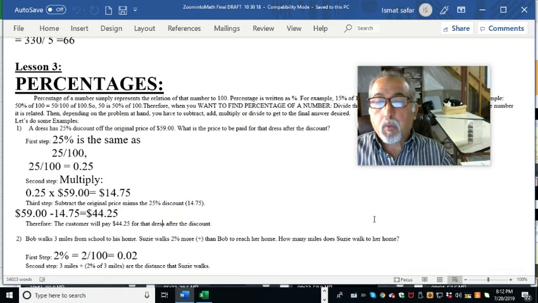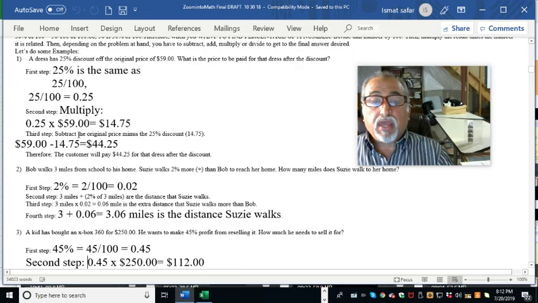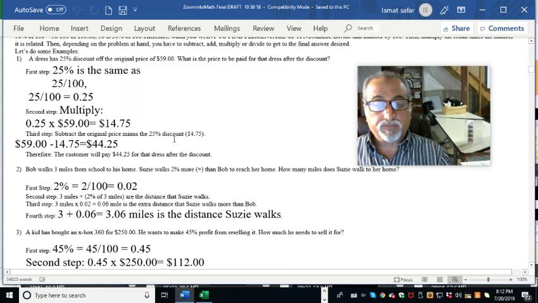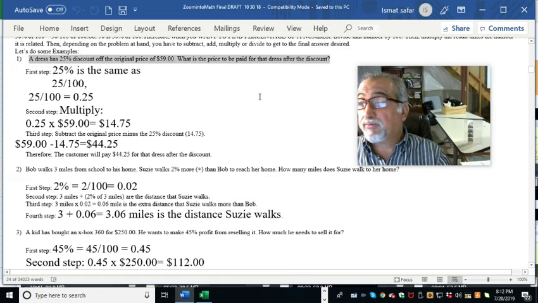Let's say you have a 25% discount on $59. A dress has a 25% discount. Let's see, this is the problem here. This is the question, and then we're gonna learn a lot from this question.